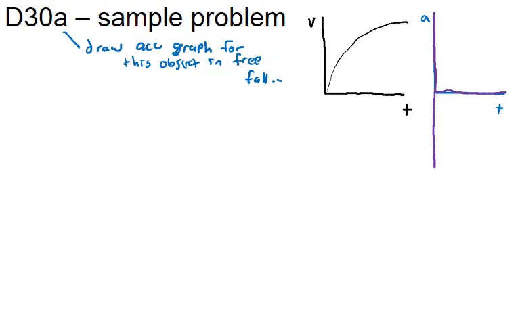So draw the acceleration graph for this object in free fall. If you look at the graph here, it's velocity over time. In this case, we don't have a straight line, so you're going to have to think through how to do this. So go ahead and draw out both graphs and do your best. Try to draw what's happening with the acceleration over time, and then you can check your answer.